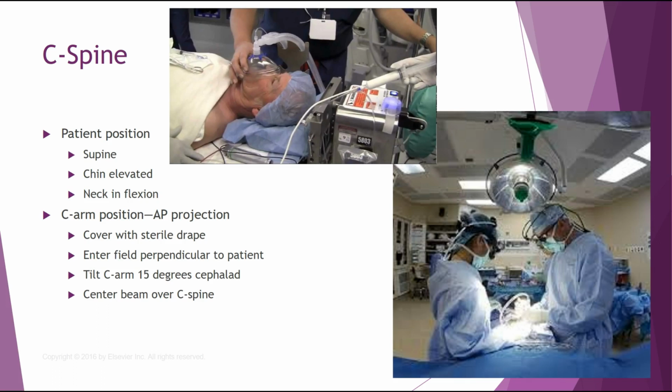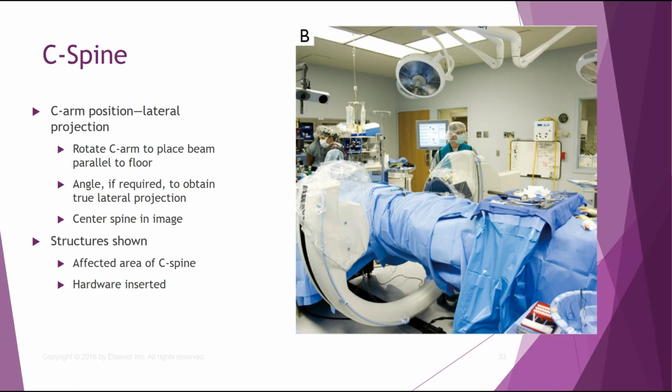So be prepared. You're going to cover your C-arm. You're going to enter the field perpendicular to the patient, of course, so you can get that right over the top of them. Okay, you're going to tilt the C-arm 15 degrees cephalad. You've got to remember that their neck is in flexion, so you're going to compensate so that you can get a true AP. All right, and center beam over the C-spine. For the lateral projection, you're going to rotate your C-arm so that you can make a lateral C-spine projection. You're going to angle if needed.